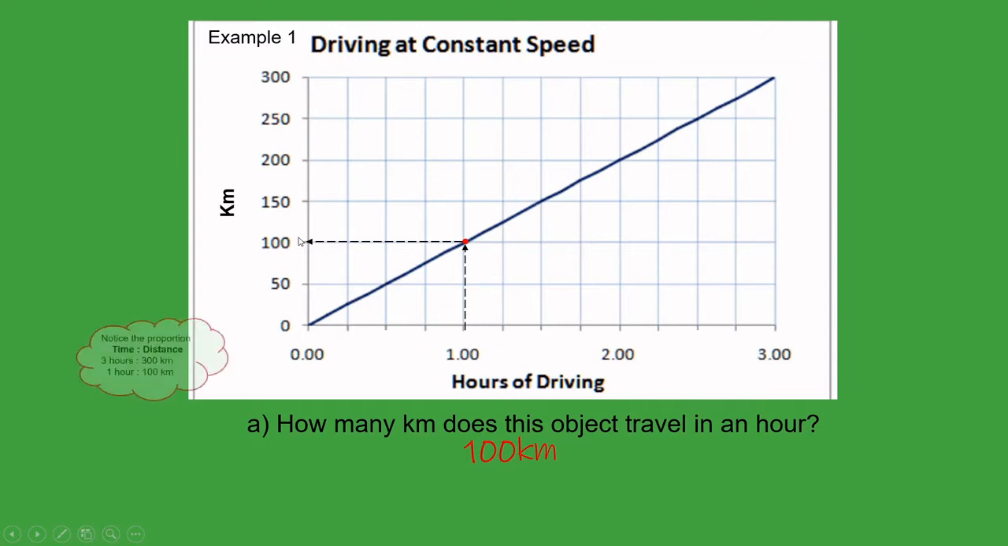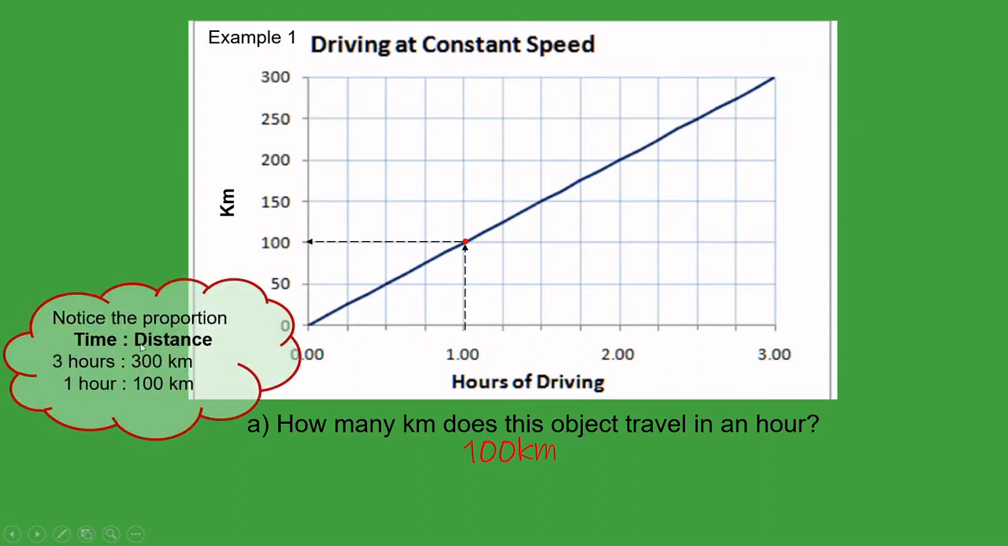Now notice the proportion here. We said that in 3 hours, we could travel 300 kilometers, and in 1 hour, we can travel 100 kilometers. Since 1 hour is 1/3 the amount of time, 100 kilometers is 1/3 the distance that we travel.